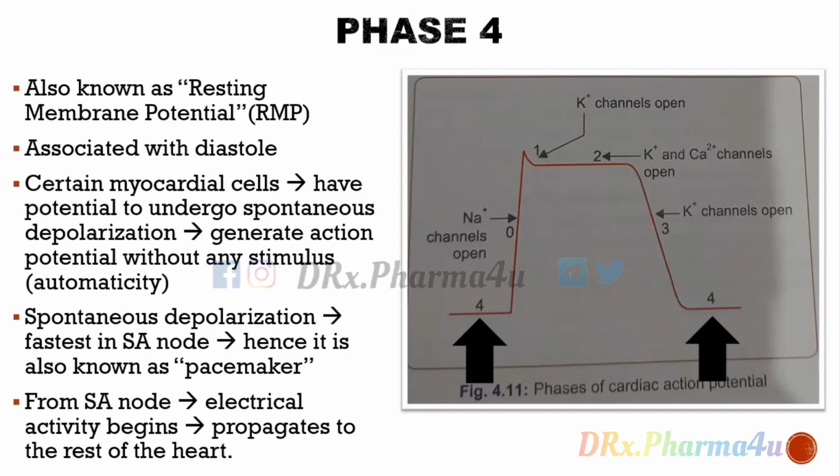So from the sinoatrial node, the electrical activity begins. Electrical activity means what I told till now: phase 0, phase 1, phase 2, phase 3, all these things begin from the sinoatrial node. And the continuation of this electrical activity is maintained by the atrioventricular node or AV node. So from the sinoatrial node, the electrical activity begins and it propagates to the rest of the heart.